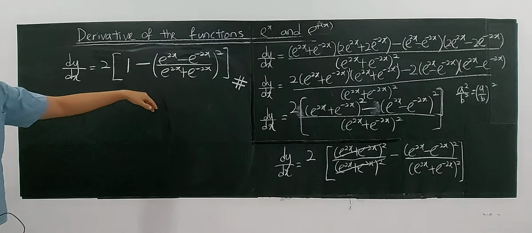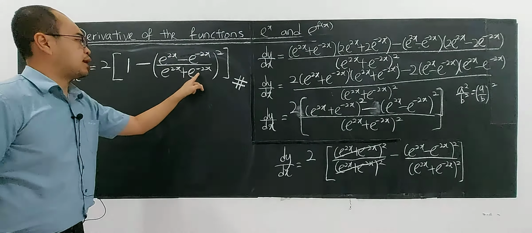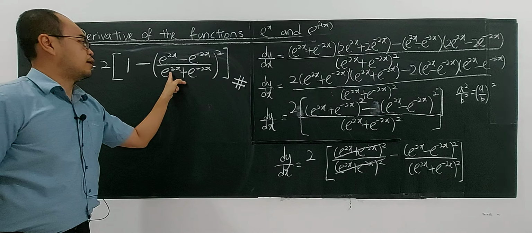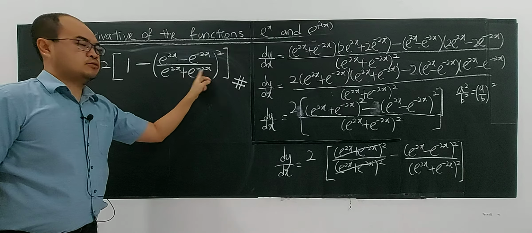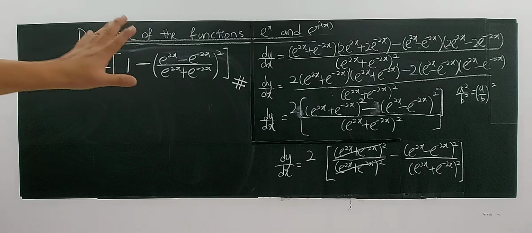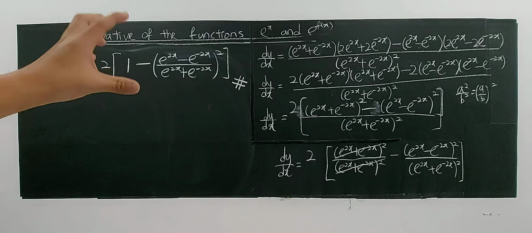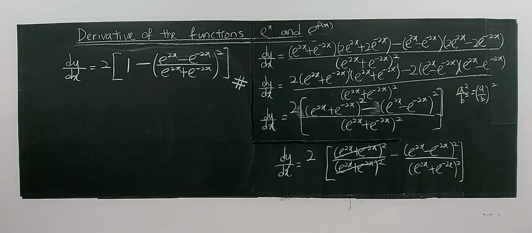If I want to keep simplifying, it's very tiring. You can keep simplifying by multiplying this one with e to the 2x, but for me, I will just leave this one as the answer. I think it's already good enough. Beautiful already. So that's all for this video.